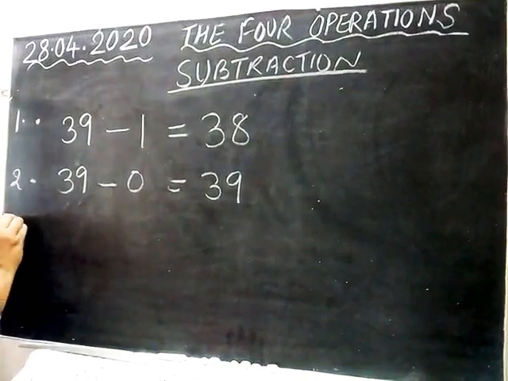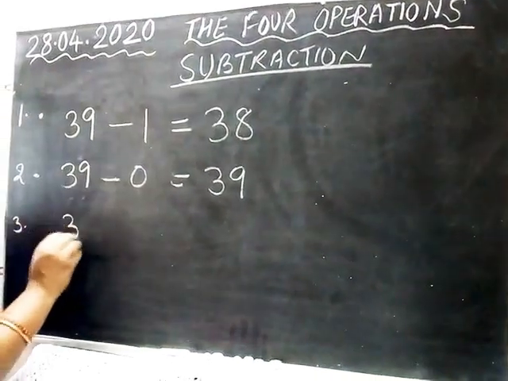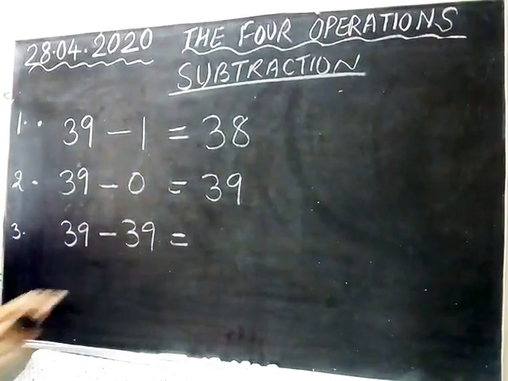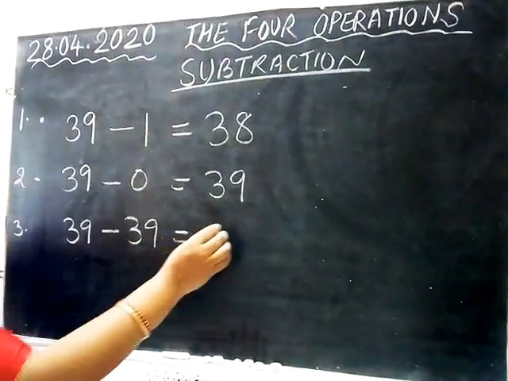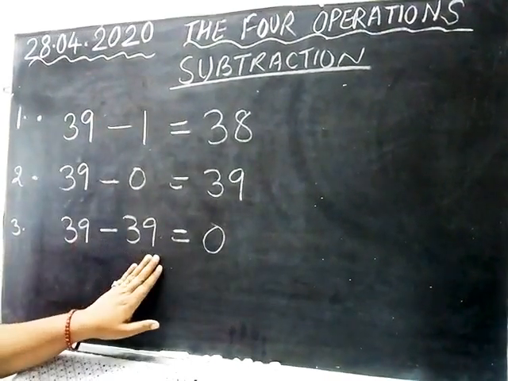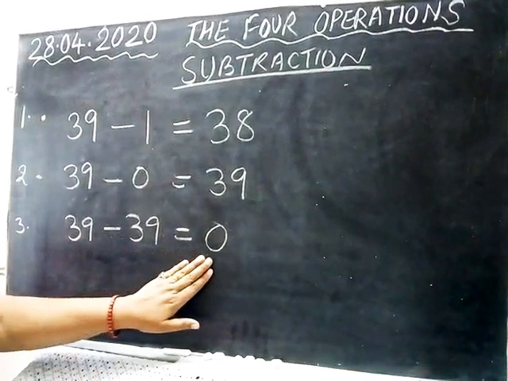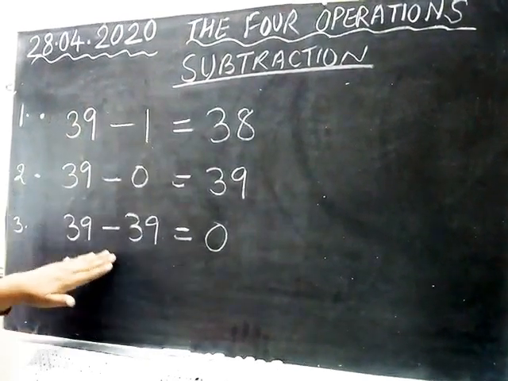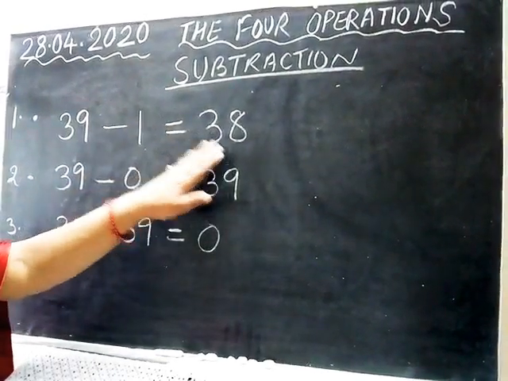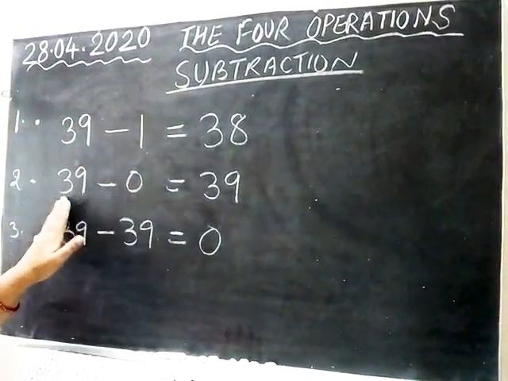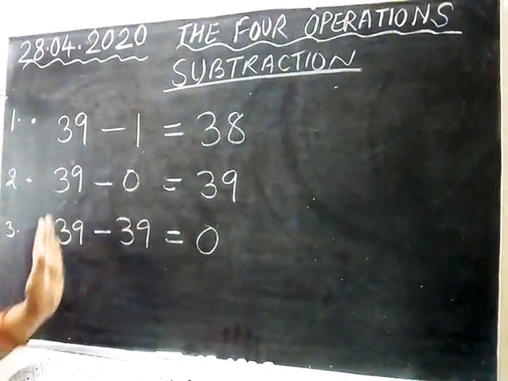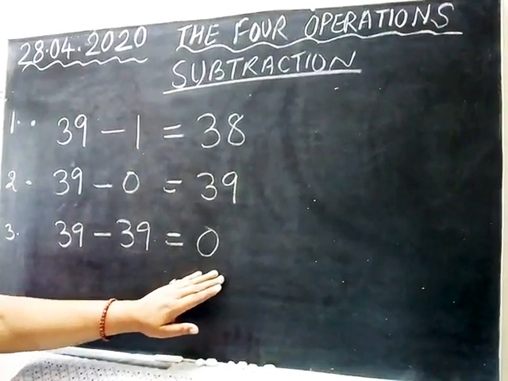And the third property is when the number is subtracted from itself. If the given number is subtracted from itself, we get the difference as 0. 1 minus 1, 0. 9 minus 9, 0. 1 lakh minus 1 lakh, 0. Okay. So these are the three properties. When 1 is subtracted from a given number, we get the predecessor of that number. When 0 is subtracted from a number, we get the number itself. When the number itself is subtracted from the number, we get the difference as 0.